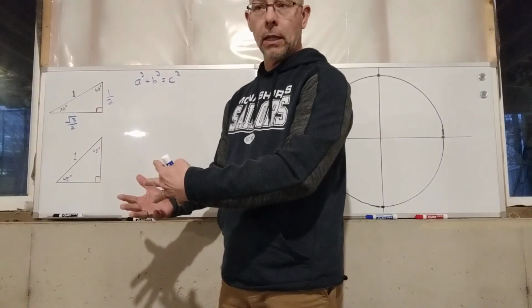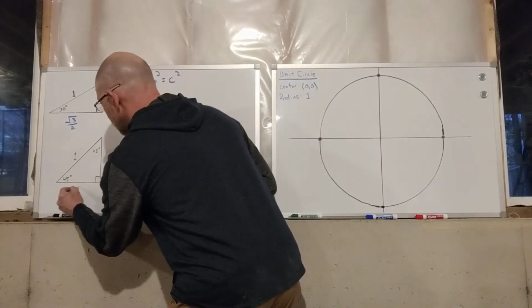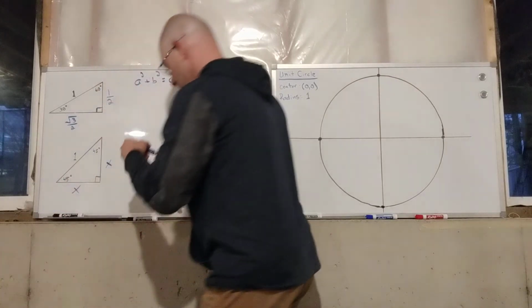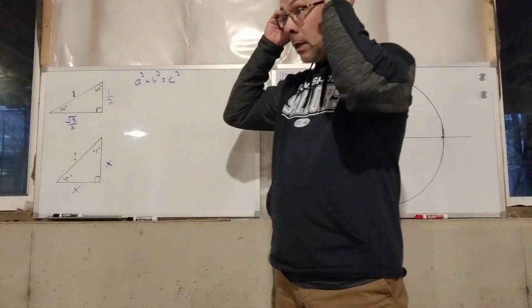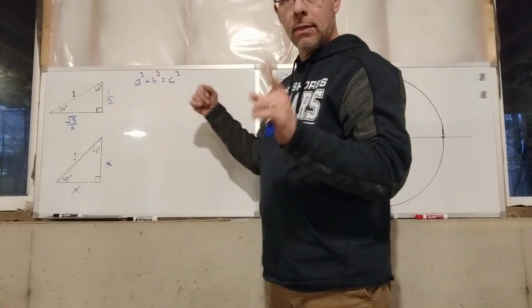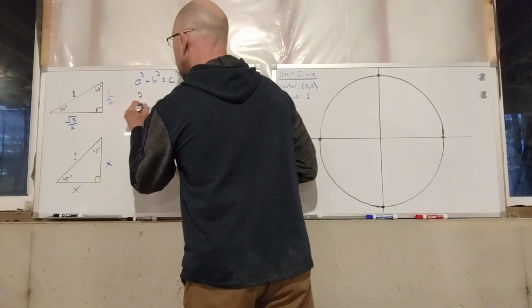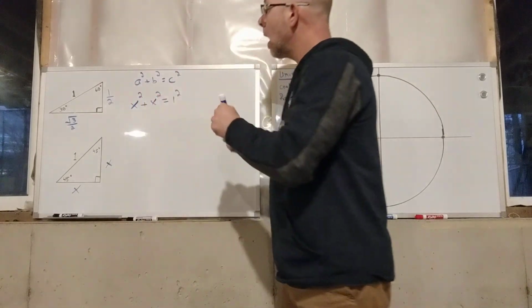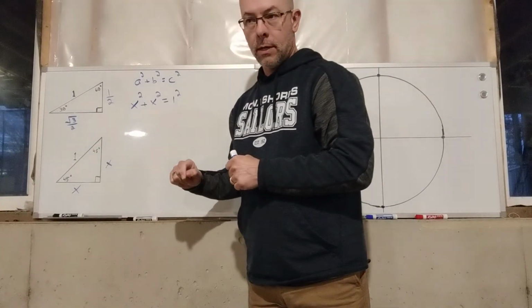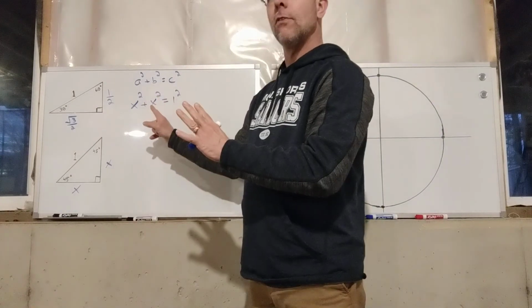Same angles, same length. So I'm going to call both these sides x, meaning they're the same amount. So when I go to do this Pythagorean theorem, it's going to look like this. It's going to look like x squared plus x squared equals 1 squared. Our hypotenuse is still 1.